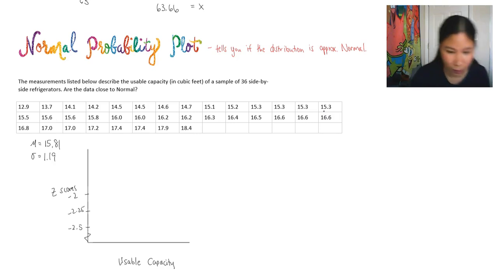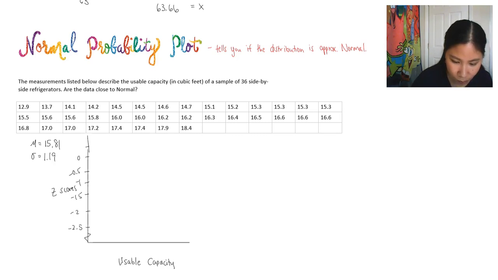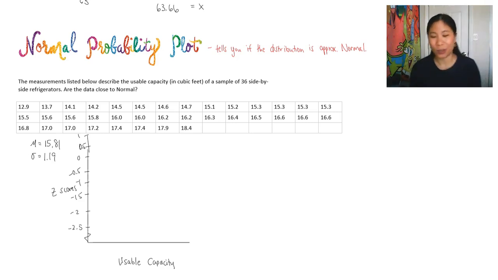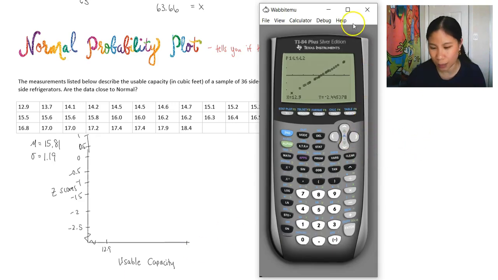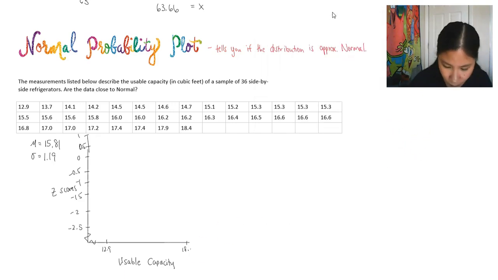Actually, I'm going to make this a little bit nicer. And I ran out of space already. Cool. Okay, so you get the gist. And then we'll start at, I think it was 12.9 was our first data point, and it goes up to whatever. Our highest was 18.4.